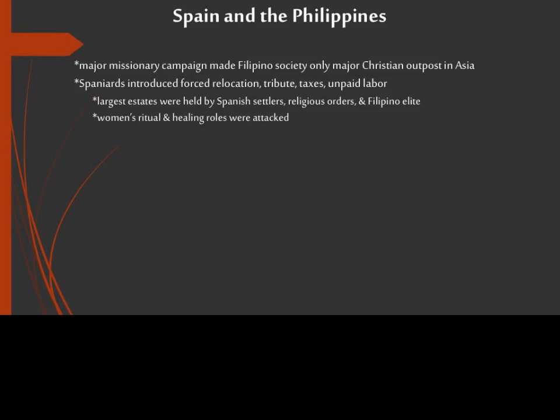The Spaniards were the ones that introduced forced relocation, tribute, taxes, awful unpaid labor. And those large estates that were established and built, they were just for the Spanish settlers, the religious orders, and maybe some of the Filipino elite. But a vast majority of the people were the ones that were forced to relocate, pay tribute taxes, and forced to work without pay.